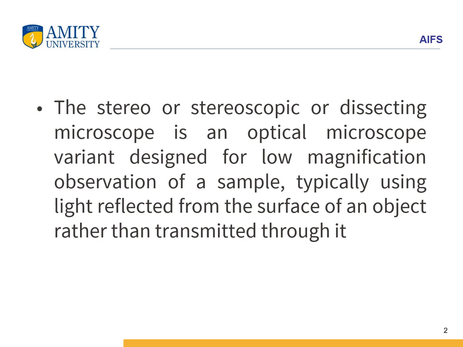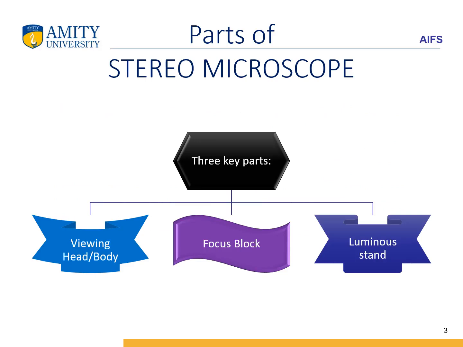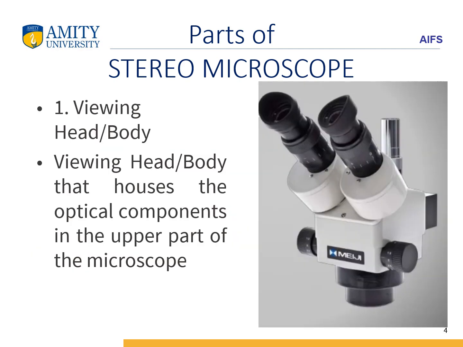There are various parts of the microscope. These are the basic parts of the microscope: the viewing head or body, then the next part is the focus block, then the third one is the luminous stand. As I said, the viewing head body houses the optical components in the upper part of the microscope.